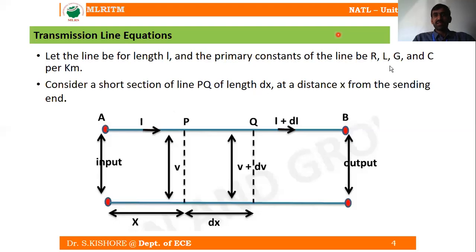As discussed previously, these are the primary constants and they do not vary with respect to the frequency, right? Now, assuming the length dx of the short section PQ is very small, the current can be considered as constant for calculating the voltage, and vice versa, that is the voltage can be constant for current calculations.